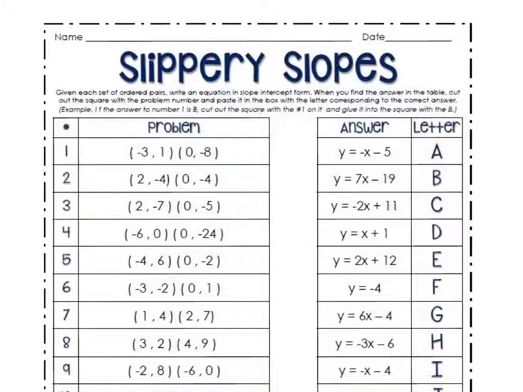So if you look at the directions, it says, given each set of ordered pairs, write an equation in slope-intercept form. When you find the answer in the table, cut out the square with the problem number and paste it in the box with the letter corresponding to the correct answer.